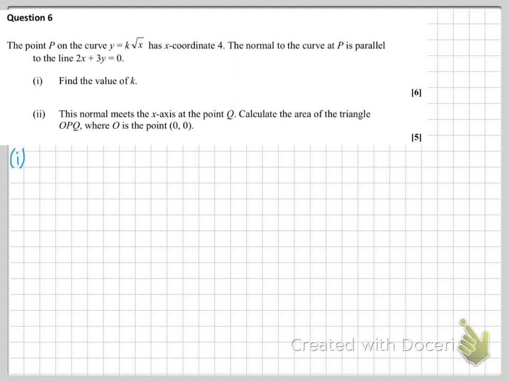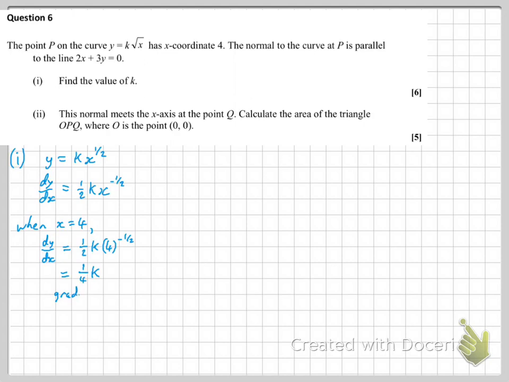So part 1, differentiate to find dy by dx. But in order to do that, we first have to write y in index form. Differentiate half k x to the power minus a half. And we want to know the gradient when x is 4. So substitute that in, and we find that the gradient comes out to be a quarter k, or k over 4.